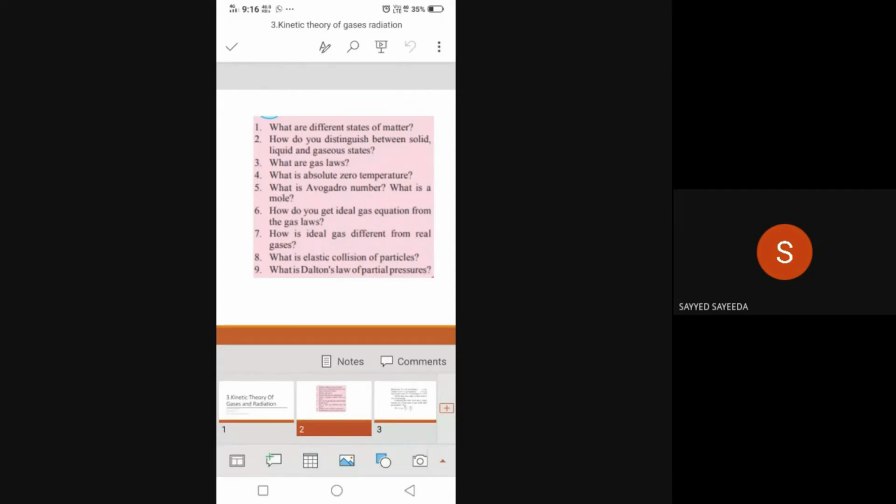What about the gases? In case of gases, all the molecules are widely separated. Their intermolecular force of attraction is very little in case of gases. So this is all about the different states of matter. After that, the next question is, how do you distinguish between solid, liquid, and gaseous states?